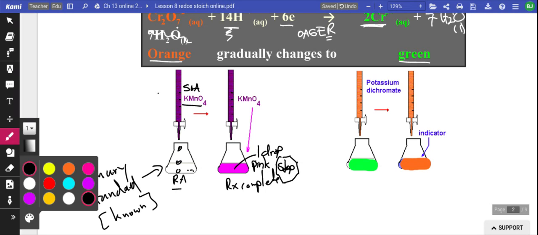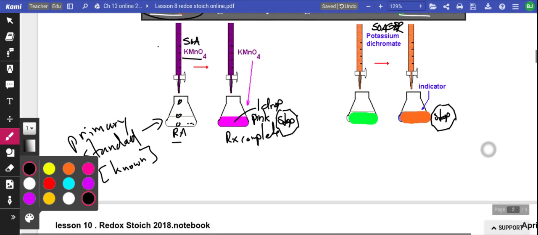you stop. For the dichromate titration, the orange turns to green as it gets reduced. When it's done being reduced, your next drop of orange stays orange, and you would stop again at the orange color. So our strong oxidizing agent is gaining electrons and becomes reduced, forming a different color. Once that reaction is done, you stay at your original color.